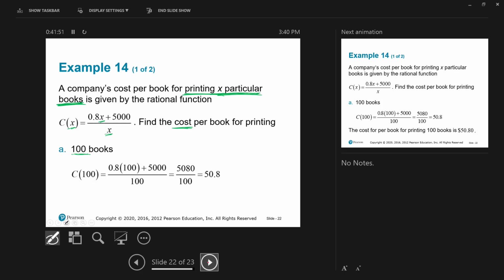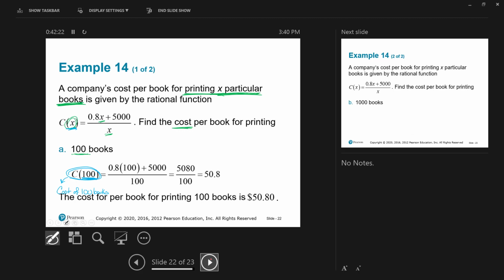So what do you think you're going to do with 100? Yes, plug it in. Instead of saying C of x, they now say C of 100 because x got replaced with 100, which means the cost of 100 books. That's what this C of 100 means. And after you plug it in and do all your work, you get 50.8, which means the cost is $50.80 for the 100 books.